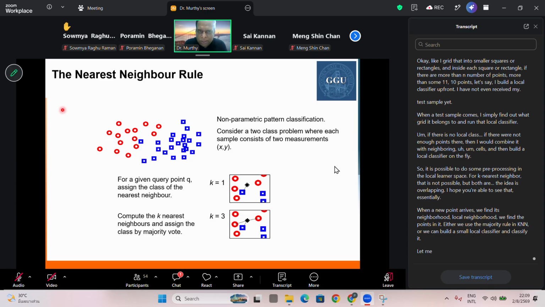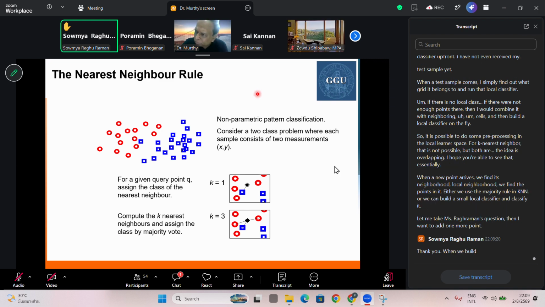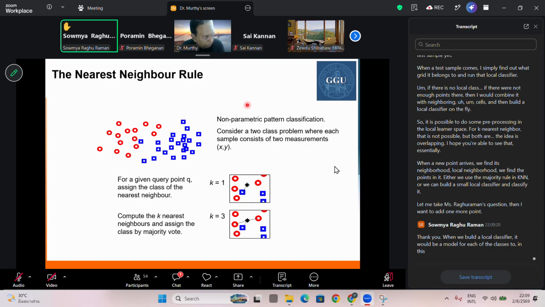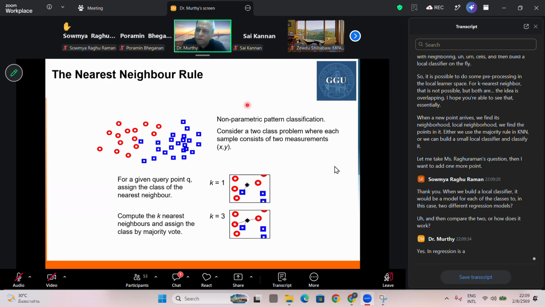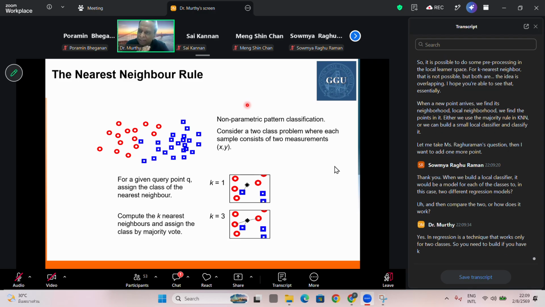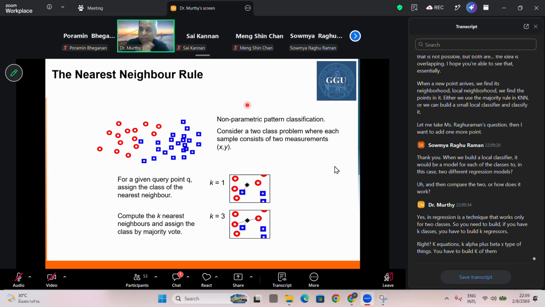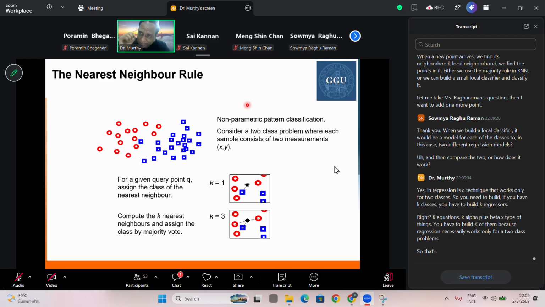Okay. Let me take Ms. Raguraman's question, then I want to add one more point. Thank you. When we build a local classifier, it would be a model for each of the classes, in this case, 2 different regression models, and then compare the 2, or how does it work? Yes. Regression is a technique that works only for 2 classes. So if you have K classes, you have to build K regressors, K equations, K alpha plus beta X type of things, because regression necessarily works only for two class problems. So that's a characteristic of the method.